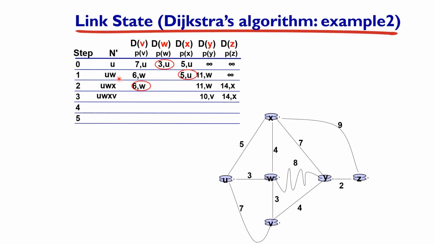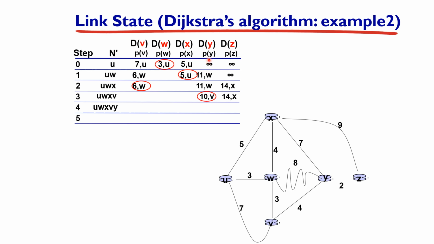And similar to that, U to X already 5U is there. Then we are trying to reach X through W. There is another path, 3 plus 4, 7. Actually, there is a path 3 plus 4 and there is another path UX. Whichever is minimum, 5 through U is minimum. So it is written here.